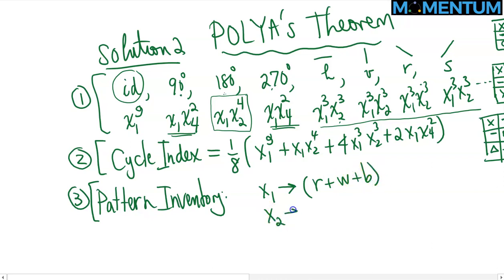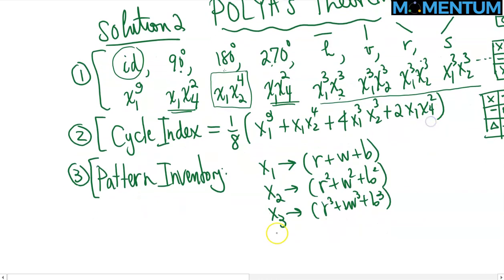Wherever you see x2, cycles of length 2, those should be replaced with r square, w square, black square, and cycles of length 3, which we have quite a few. Wait a second. Well, we have no cycle of length 3. But if there was, let me write it anyways. We would have replaced it with this. And then finally, cycles of length 4. Now we have those ones, right? They should be replaced with r to the power 4, w to the power 4, and so on.